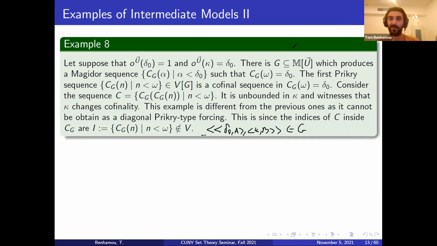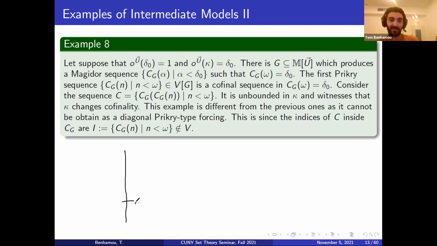Just this. And now, okay, so we created a Prikry sequence for delta 0, CG of n and less than omega. And since the order of CG of alpha is delta 0, we can now plug these Prikry points into CG. So we can create now the sequence CG of n. So it will look like this.